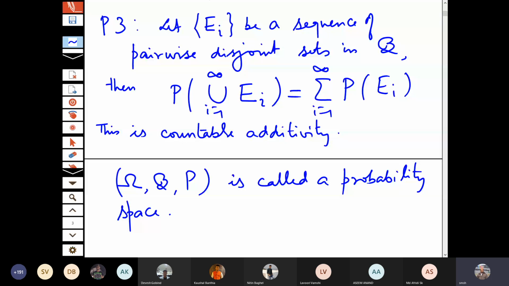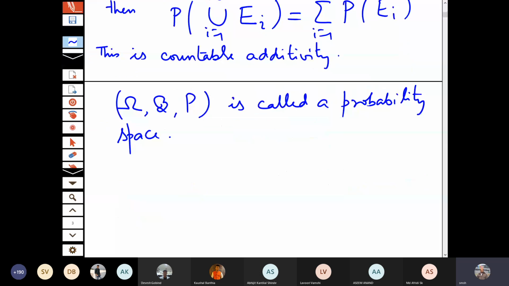Is it clear to all of you? Do you have any question about these three axioms? No, sir. Okay, so now let me look at some of the properties of the probability function.